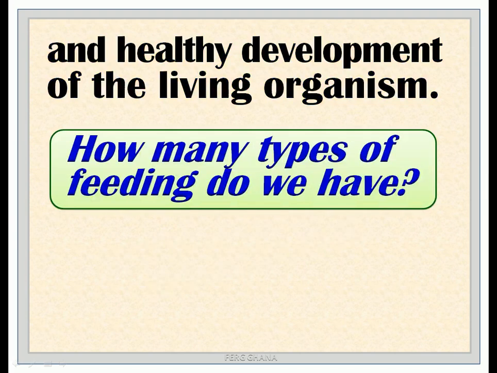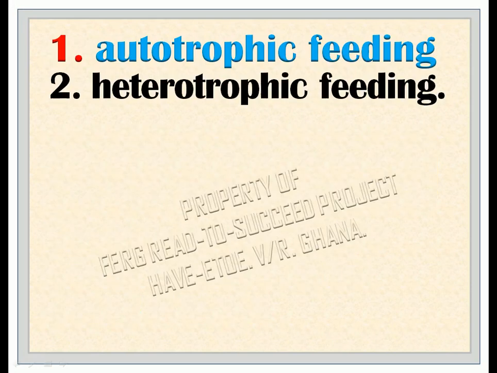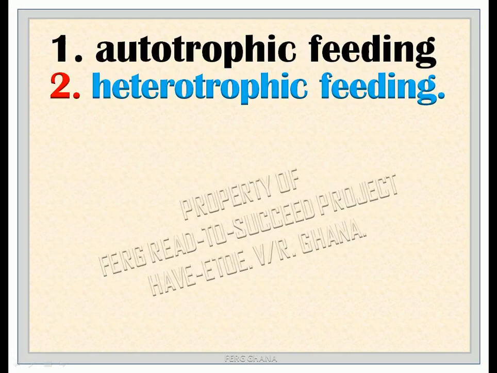How many types of feeding do we have? There are two main types of feeding in living things. 1. Autotrophic feeding. 2. Heterotrophic feeding.